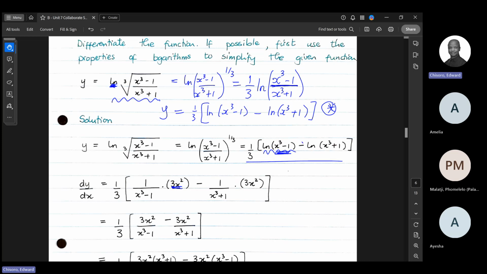And then we go and do minus, and then we do the same thing for that. It's 1 over the argument of the log times the differentiation of the inside function. So that's 3x squared again. Okay. And this is where the differentiation happened, and the rest is simplification.